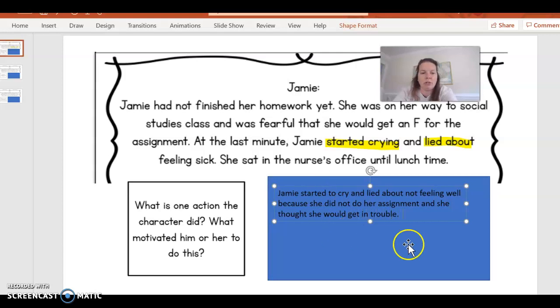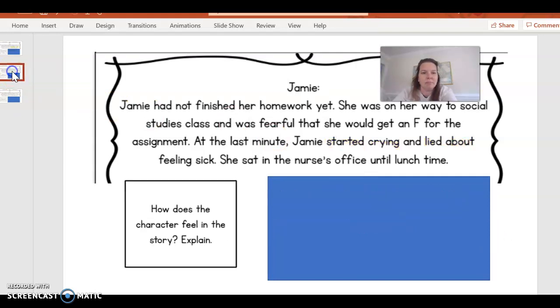Okay, so again, my question was, what is one action the character did and what motivated him? So one action was she started crying and she lied about it. Well, why did she do that? Jamie started to cry and lied about not feeling well because she did not have her assignment and she thought she would get in trouble. Okay? All right, so now let's go to the next slide.